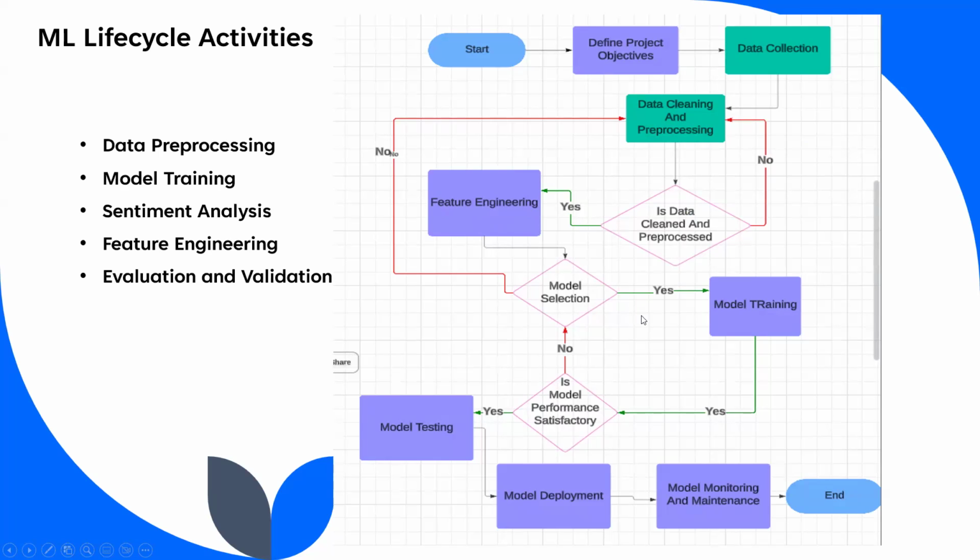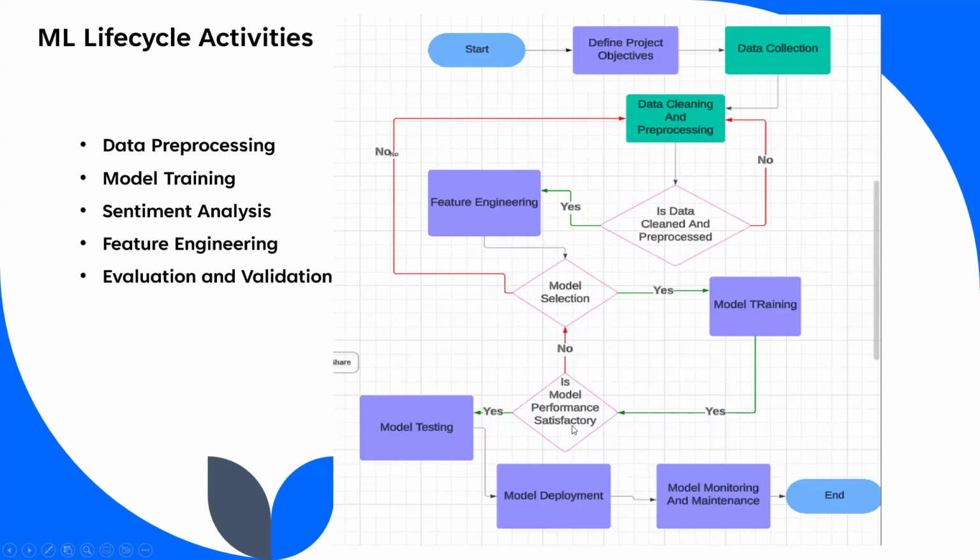And then feature engineering, model selection. If the feature engineering is successful, then we are ready to select the model. If we are ready to select the model, we go ahead, select the model, and do the model training. And if we are not ready, then we go back to the data cleaning and pre-processing step. And then model training. And then from model training, we go to, is model performance satisfactory?